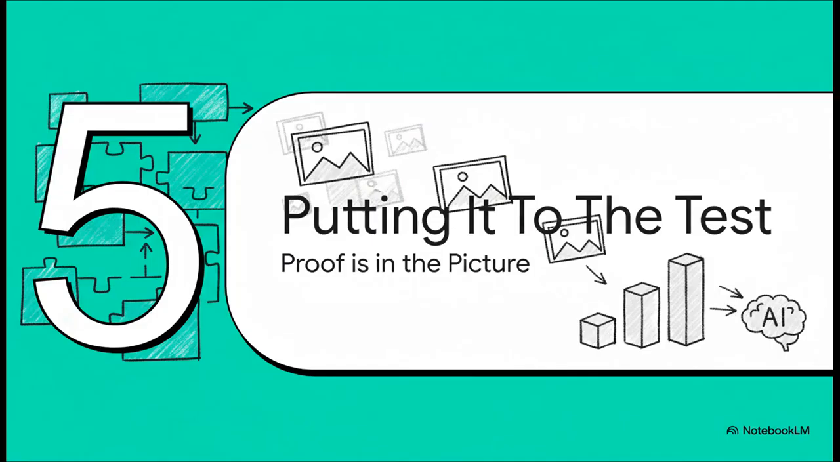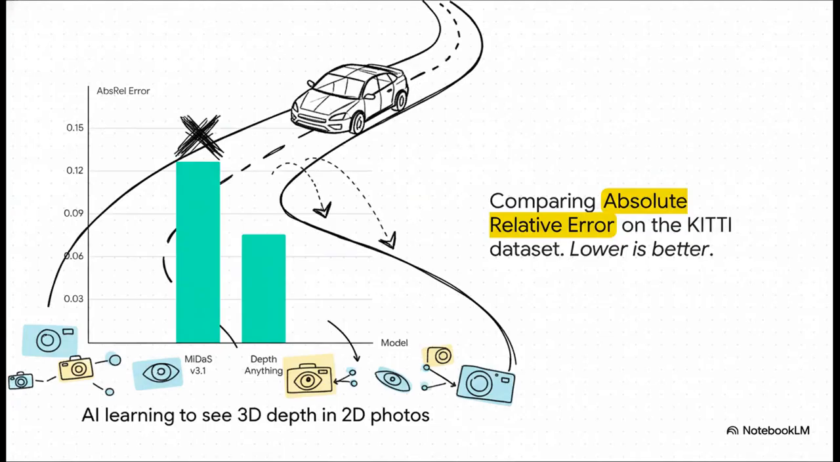So, the big question is, did this tough love teaching strategy actually work? Did the harder homework pay off? Oh yeah. Let's look at the results. The proof is right here in the numbers. This chart shows the error rate on a standard data set for self-driving cars. Remember, lower is better. The old champ, a model called Midas, had an error of about 12.7%. Depth Anything just crushes that, dropping it all the way down to 7.6%. Now that is not a small tweak, that is a massive leap forward, almost a 40% reduction in error.